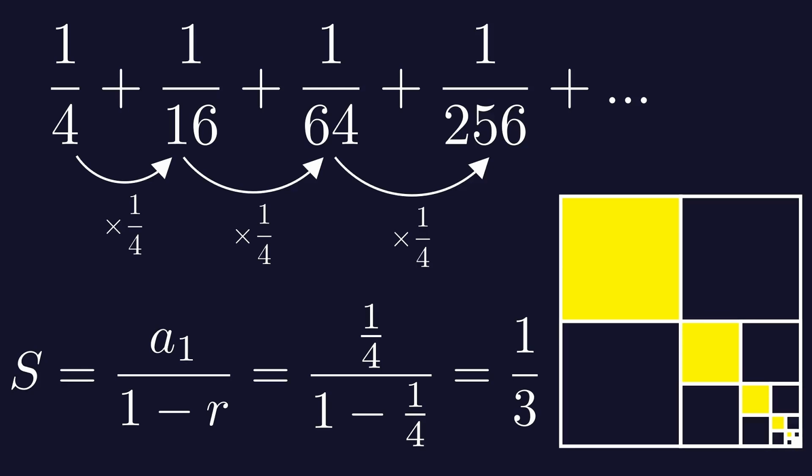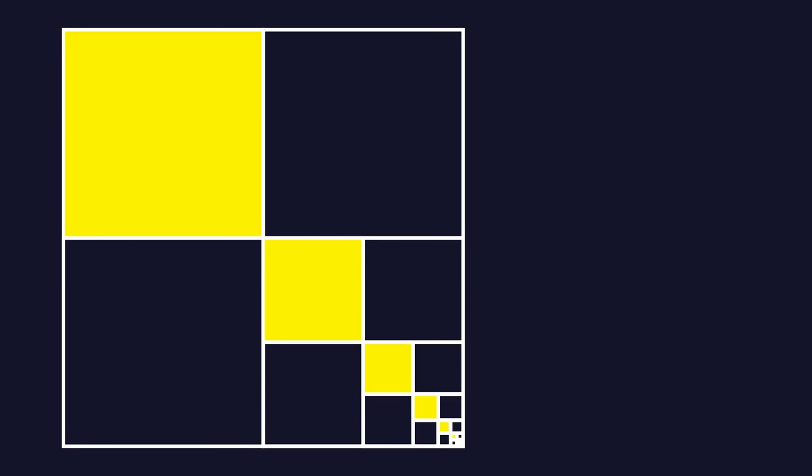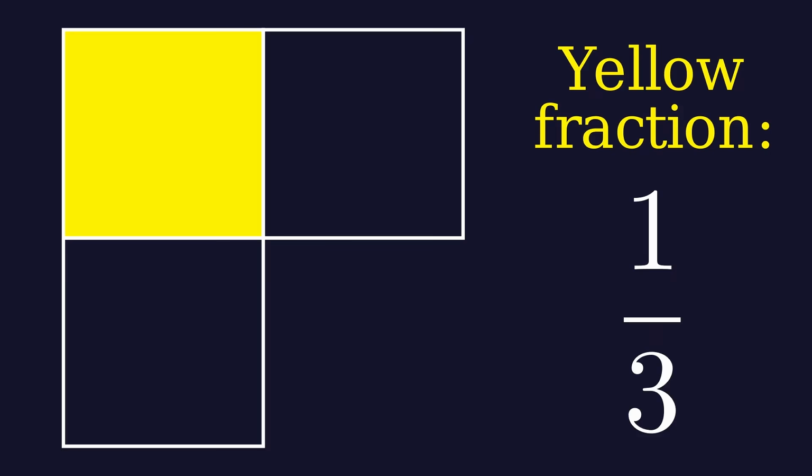But what if I told you that we didn't have to do all those calculations and know the fraction painted yellow immediately just by looking at the square? Let's remove the bottom right square. We can see that the area painted yellow is 1/3 of the whole shape.